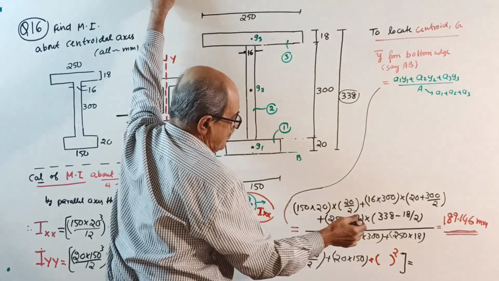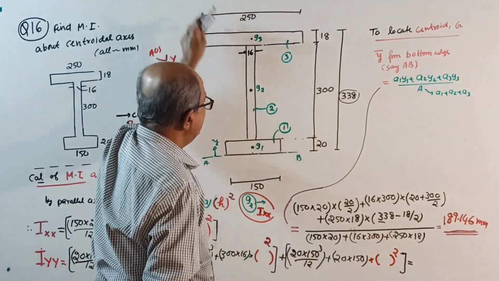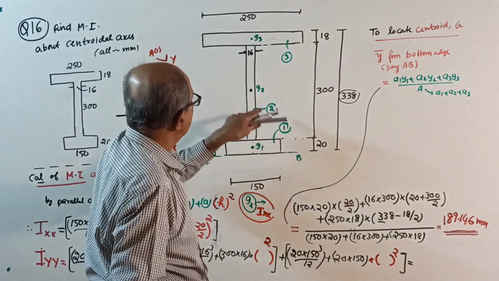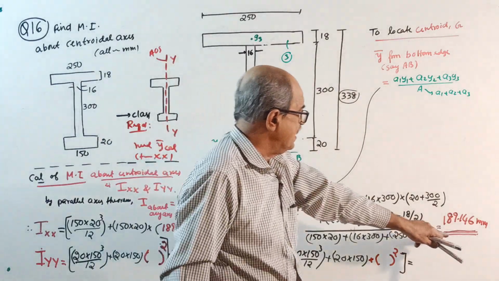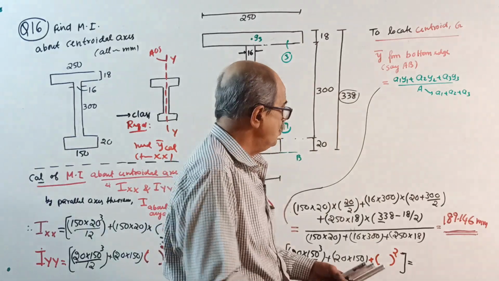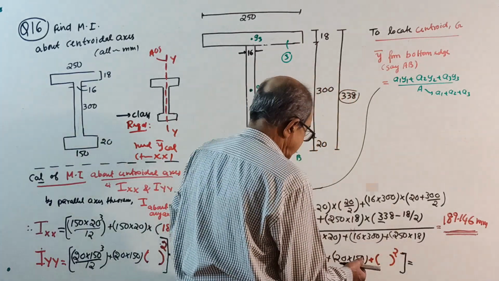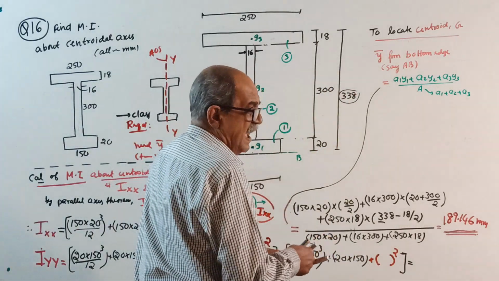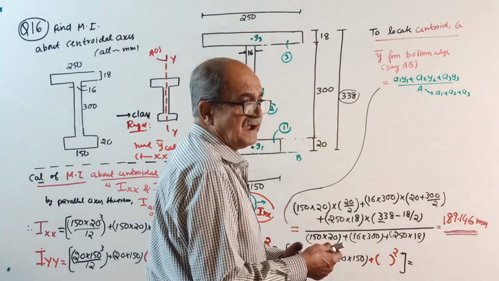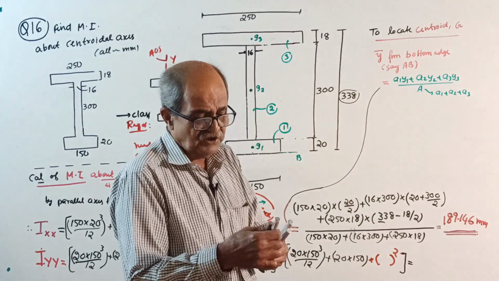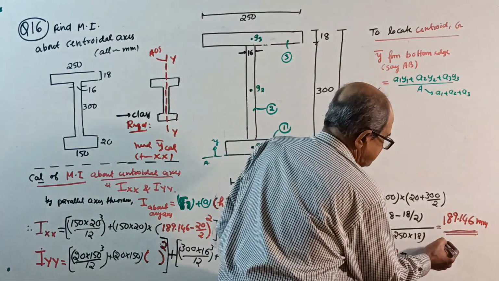You write there. For this one, write there. Or you can write (20 + 300 + 18) by 2, divided by A1 + A2 + A3. Y bar, I got 189.146 millimeter. Now, one note you have to write. Don't see other, this moment of inertia, don't see. You see only that much. When I write something extra in the class, unless I explain that one, you should not see it.